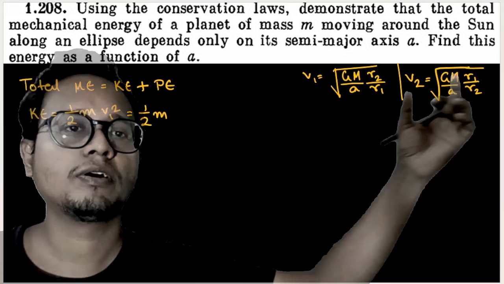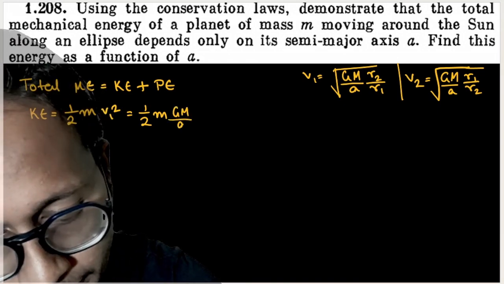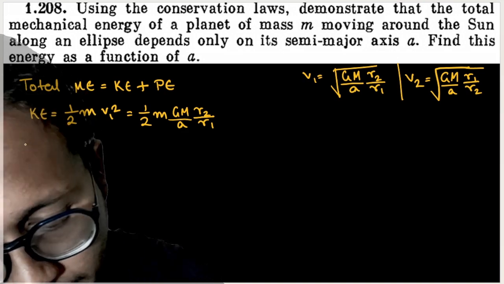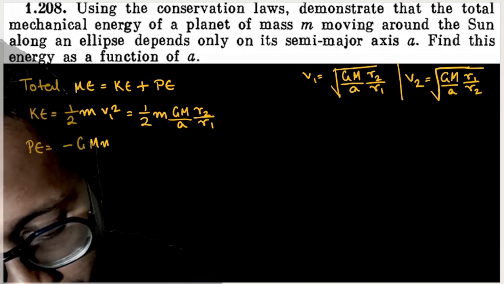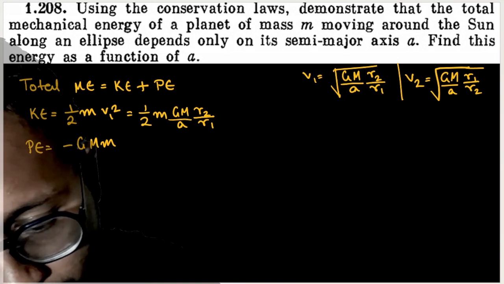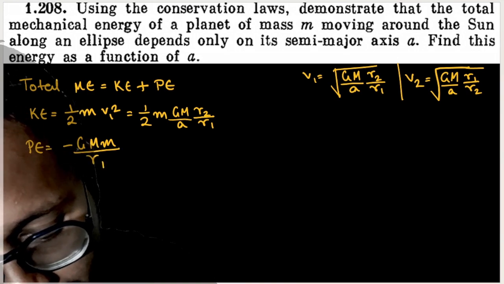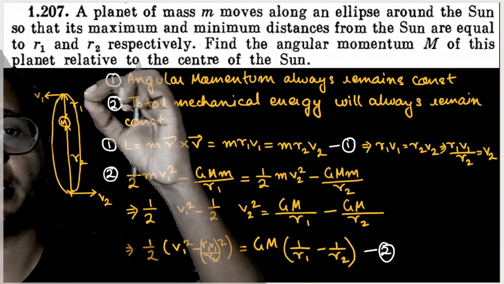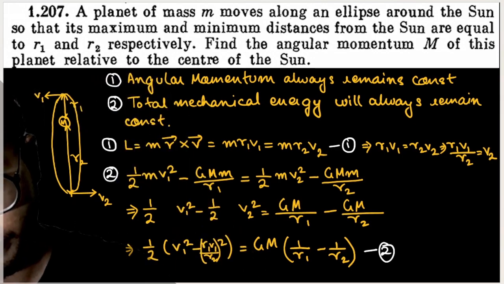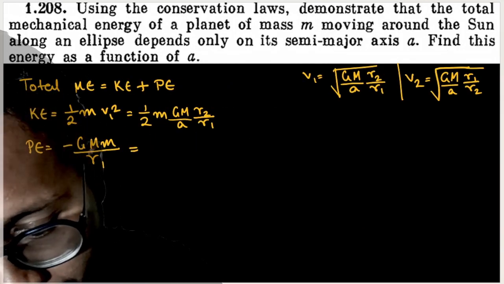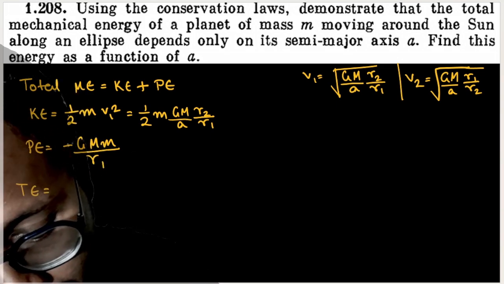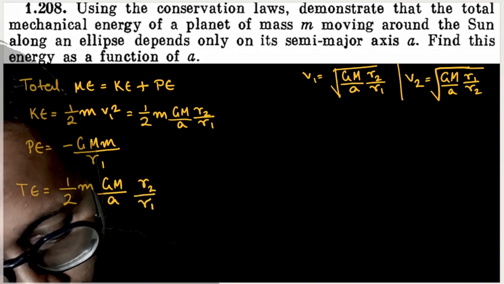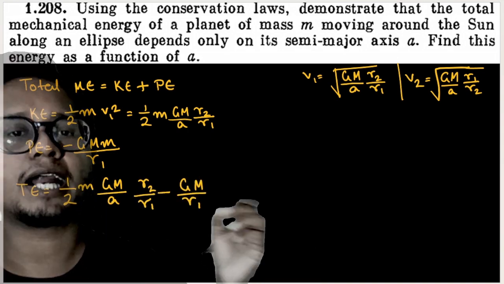So kinetic energy is equal to half m v1 square, and this v1 square is nothing but GM by a into r2 by r1, isn't it? Potential energy is nothing but minus G capital M small m divided by how much? r1. Potential energy at point 1, the nearest point, is minus G capital M small m divided by r1, isn't it? Okay. So potential energy I found out, kinetic energy I found out, total energy: total energy T is nothing but half m GM by a into r2 by r1 minus GMm by r1.